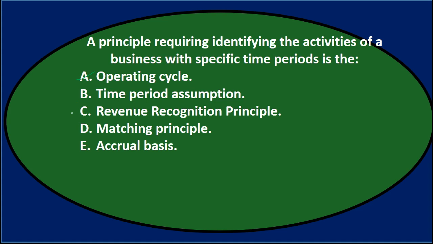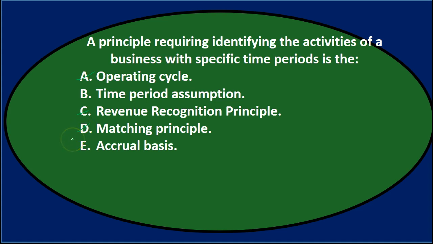I'm going to go to the next one. Revenue recognition principle. That's going to tell us when we recognize revenue, basically when it is earned according to the revenue recognition principle. But it's not going to be identifying the activities of a business. It identifies the revenue, but that's actually not going to be it. And then the next one is going to be the matching principle. And that also applies an accrual principle, this being related to the expenses, recognizing the expenses in accordance with the time period that they helped to generate revenue, to match them up to the revenue. But that's not going to be it.